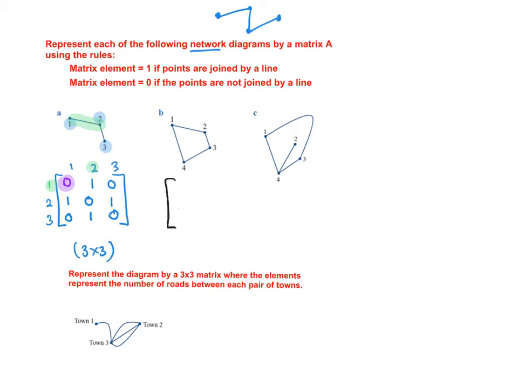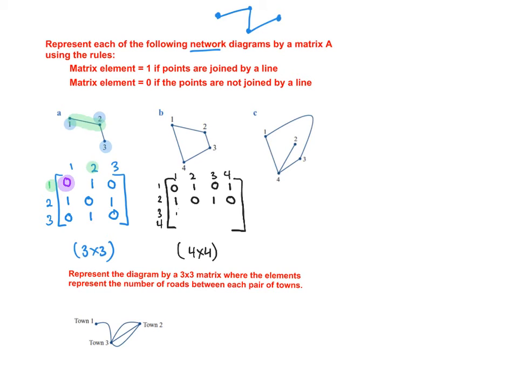Excellent. A 4 by 4. I'm going to write it a bit smaller. So we're going to have 1, 2, 3, 4 and 1, 2, 3, 4. Is there a path between 1 and 1? No. 1 and 2? Yeah. 1 and 3? 1 and 4? Yep. 2 and 1? 2 and 2? 2 and 3? Yep. And 2 and 4?